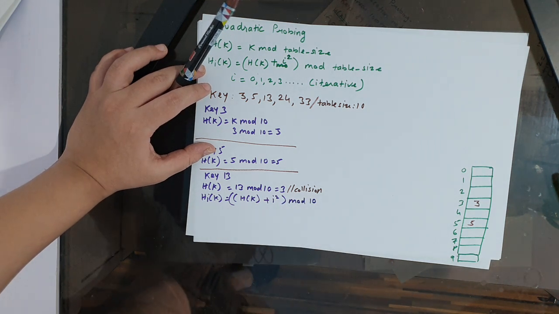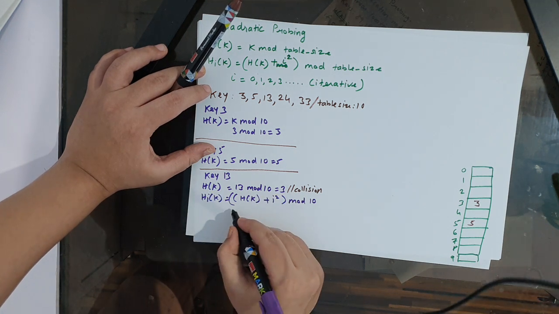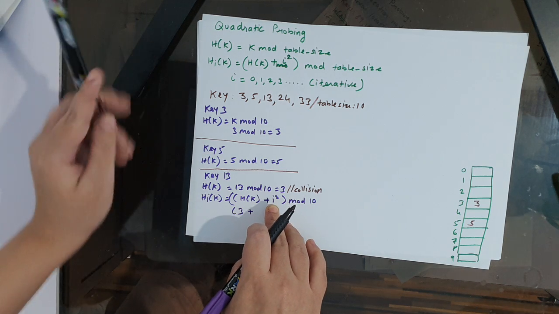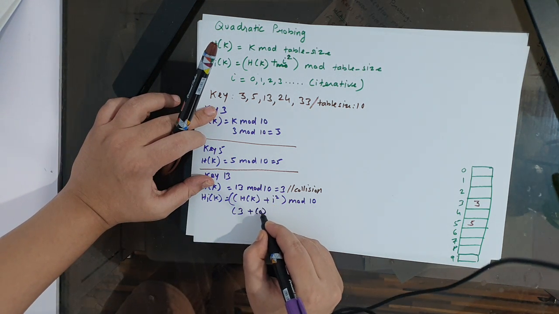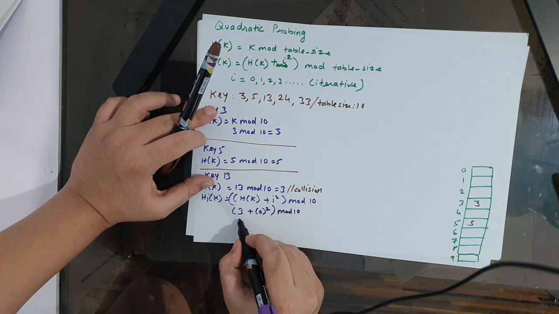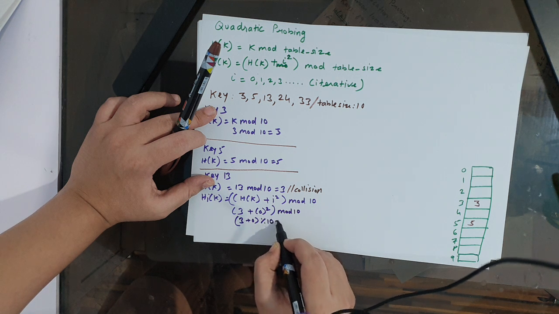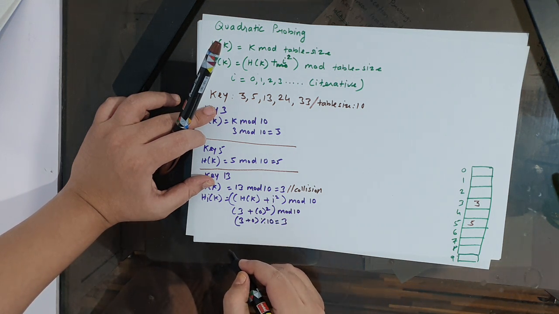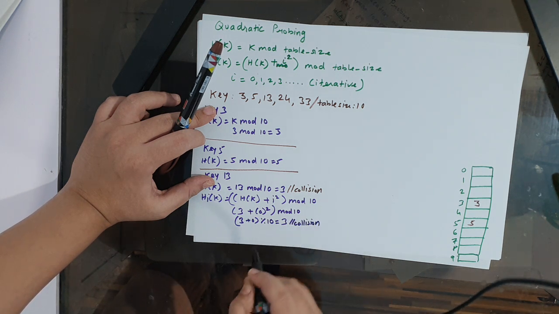So let's note it down. This is going to be the hash function. What is h(k) right now? h(k) is 3. What is the first value of i? We always start from 0. So we are going to have 3 plus 0 square, mod 10. The answer that you all will get again is 3. So again, it's a collision.